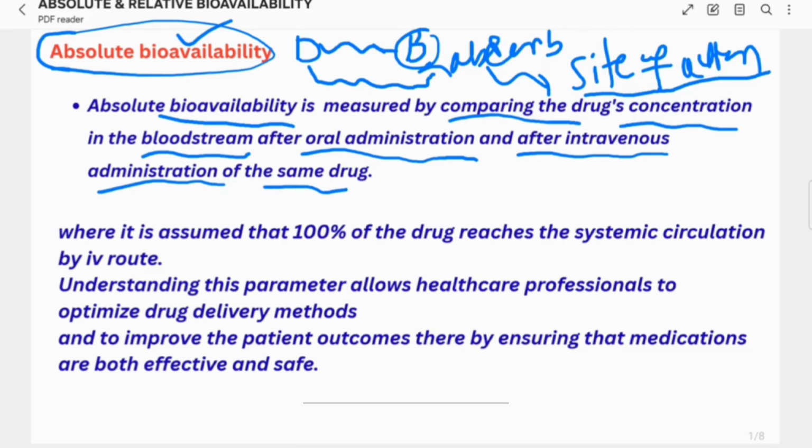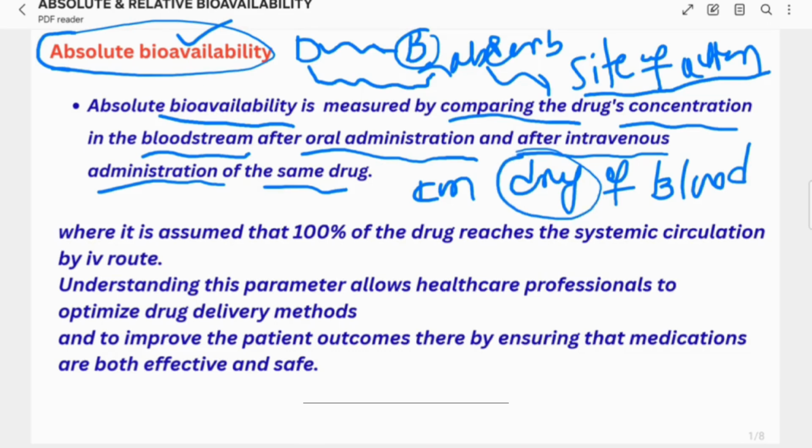In absolute bioavailability, we compare the concentration of drug in the blood. The drug is the same, but it is administered to the body by a different route: one is the oral route and the other is the IV route. So we measure the bioavailability of the same drug given by two different routes. That is called absolute bioavailability.